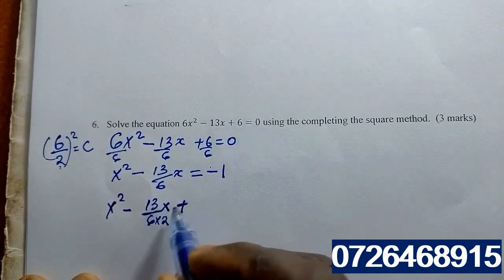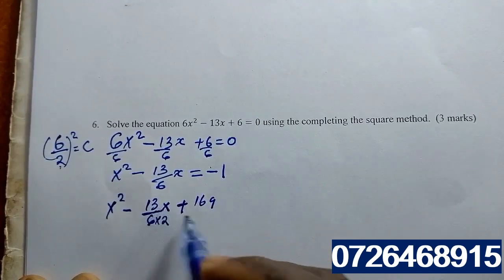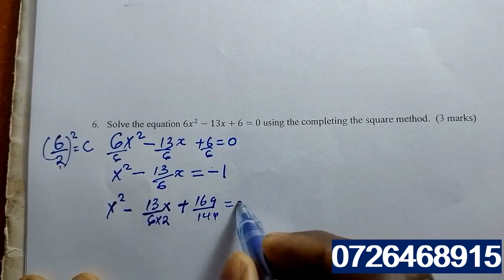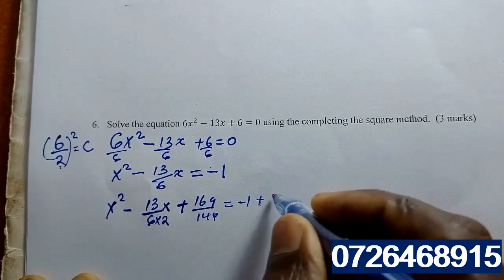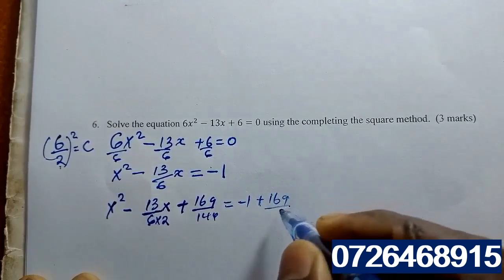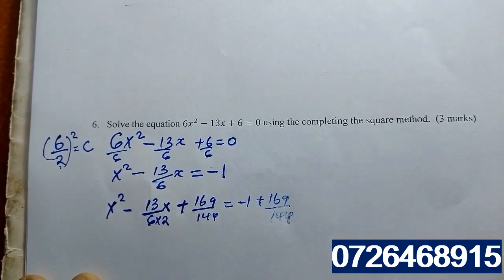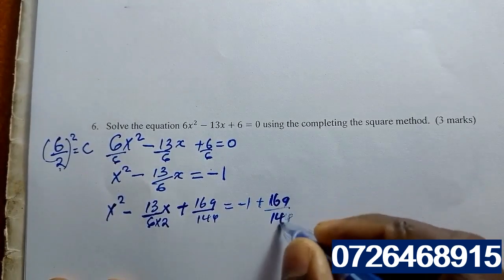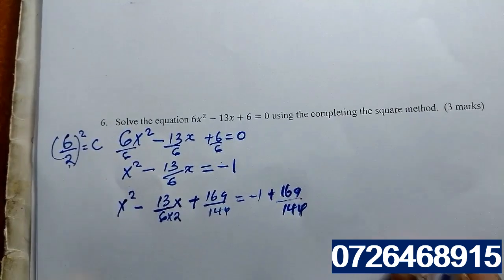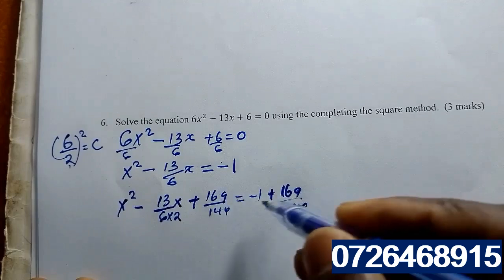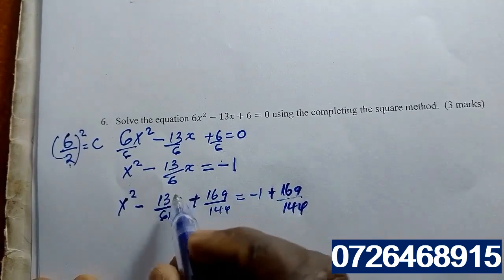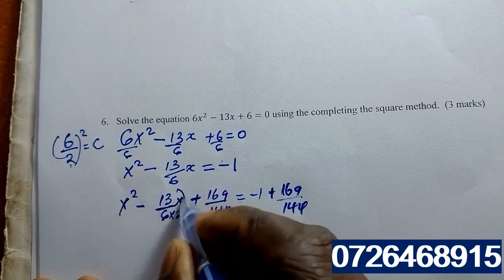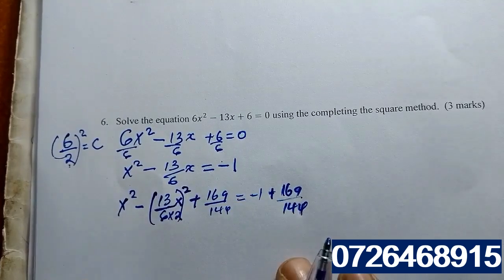This one will be 169, the square of this, over 144. We go to the other side, negative 1 plus 169 over 144. So this one inaisha because tumeongeza both sides. Now, but remember this one is squared.